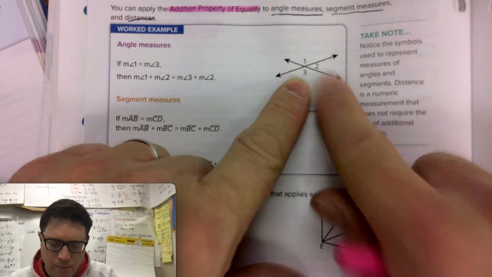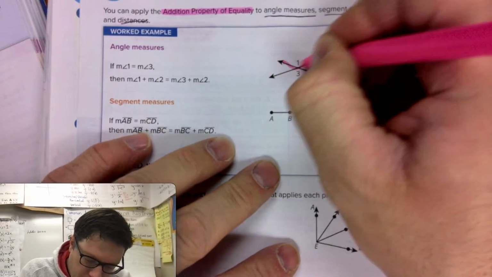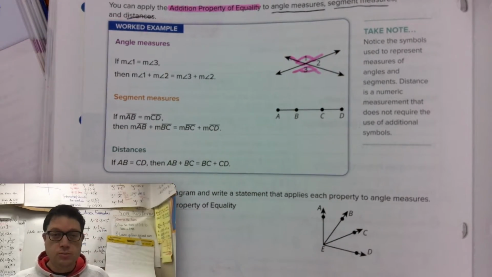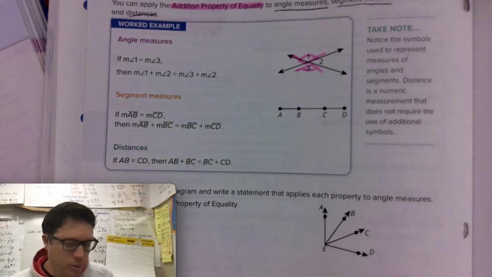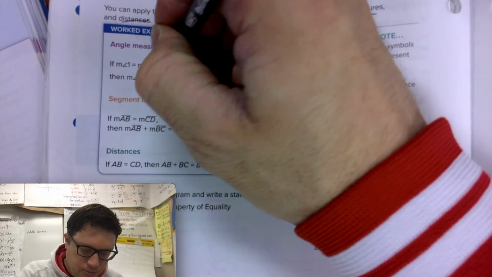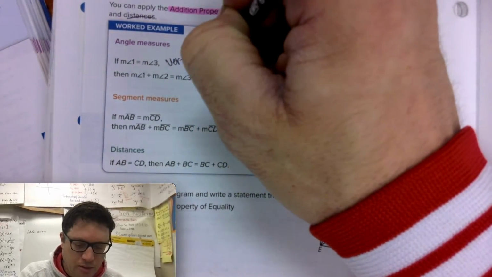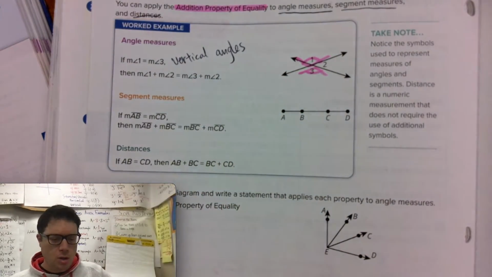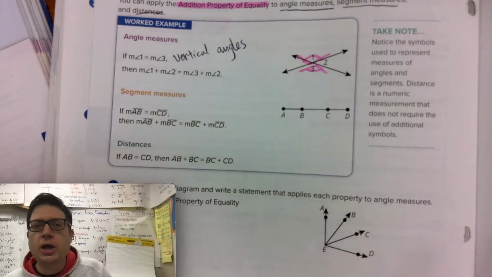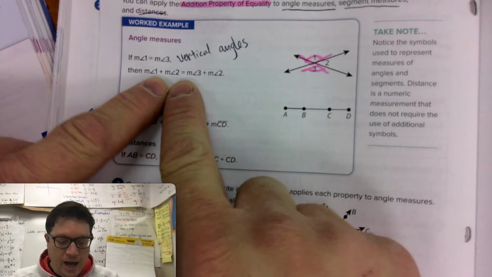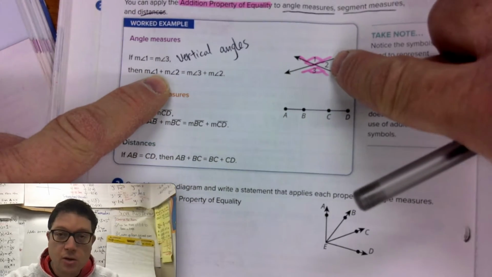Let's look at the diagram. Angle 1 is right here, and angle 3 is right there. We're saying that they're equal, and in fact, they are, because they're vertical angles. There's something we're going to do later on in this lesson with some formal proofs, or it happened in a previous section, but vertical angles are actually equal. So that's what those are. Those are vertical angles.